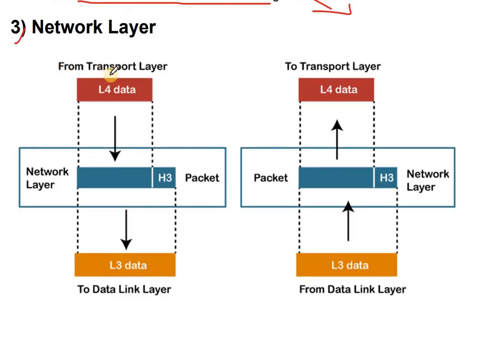Third is the network layer. You see in the diagram, from the transport layer the data is coming; the network layer adds its header, an L3 packet, and sends it to the data link layer. Again, when receiving from the data link layer, the L3 data packet goes from the network layer to L4, the transport layer.